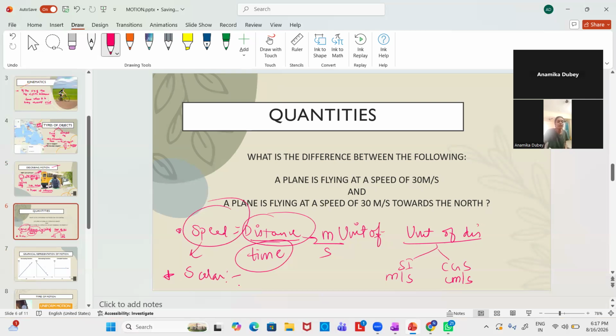What does it mean? It is independent of direction. It does not have anything to do with direction. But now, if I ask you this question, what is the difference between the following? The plane is flying at a speed of 30 meter per second, and the plane is flying at a speed of 30 meter per second towards north. Towards north is a direction, right? That means now we are associating speed with direction.